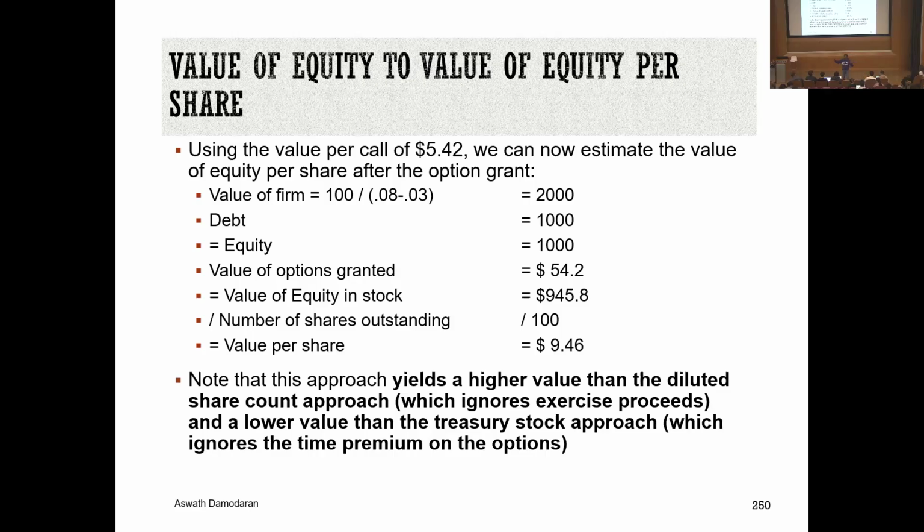So if you remember the 2 extreme values, $9.09 with the fully diluted, $10 with the treasury stock, this is going to put you somewhere in the middle. And I think it's the most realistic estimate of what your value per share will be if those options are granted. Any questions? Yes. In restricted stock, do we discount some of it?